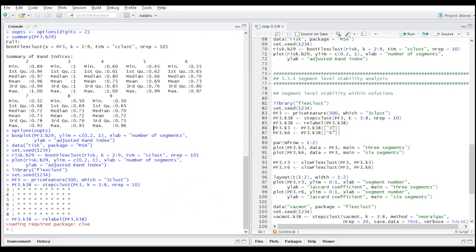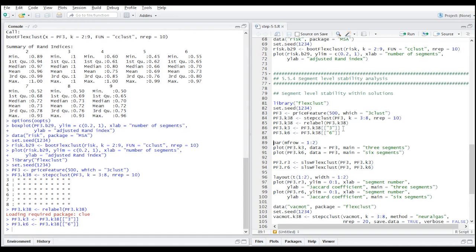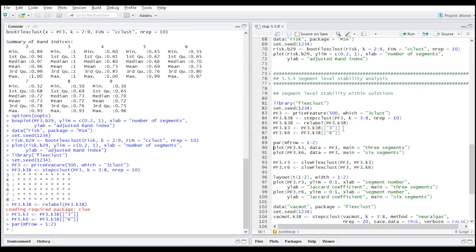And what we're doing here is we're extracting the 3-segment solution and the 6-segment solution, because if we're looking at stability within solutions, we want to look more carefully at what the stability for the 3-segment solution looks like and what this segment level stability for the 6-segment solution looks like. To get an idea of what it could look like, we'll investigate what the solutions look like first. We're splitting the plotting window into a 1x2 matrix, and we plot the resulting segmentation solution with the dataset, and that's the title we want to specify, and this creates a neighborhood graph.